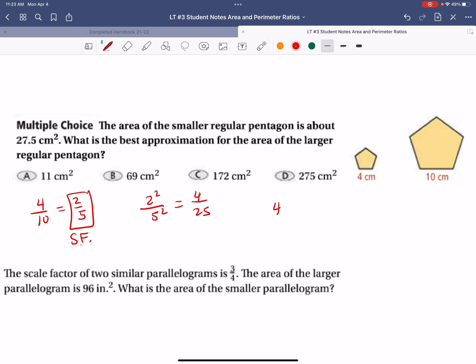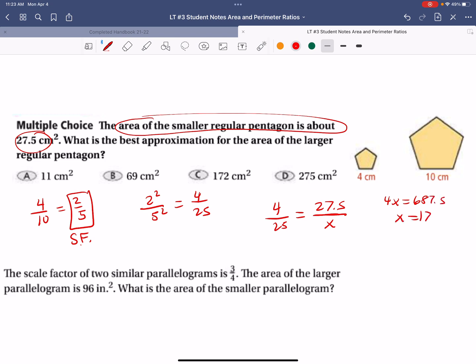So I do 4 is to 25 as, and it says the area of the smaller one is 27.5, so I put 27.5 up here over x. Then I cross multiply. 4x equals 687.5. X is 171.875. So we got about 171.8 centimeters squared.